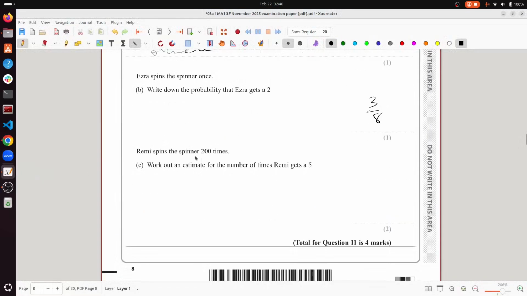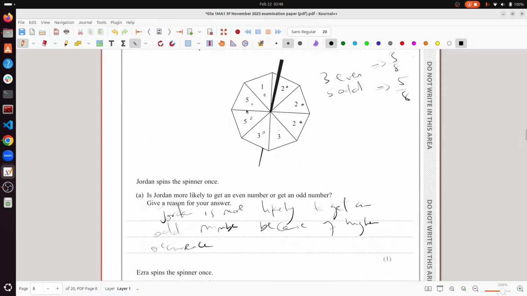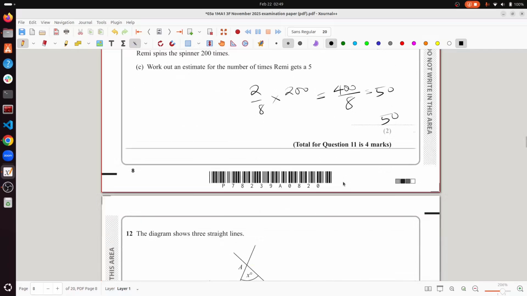Remy spins the spinner 200 times. Work out an estimate for the number of times Remy gets a 5. So the probability of getting a 5 is 2 out of 8. Now multiply that by the number of times he spins it, which is 200 times. And we have that as 400 over 8, which is 50. So 50 is the correct answer there.